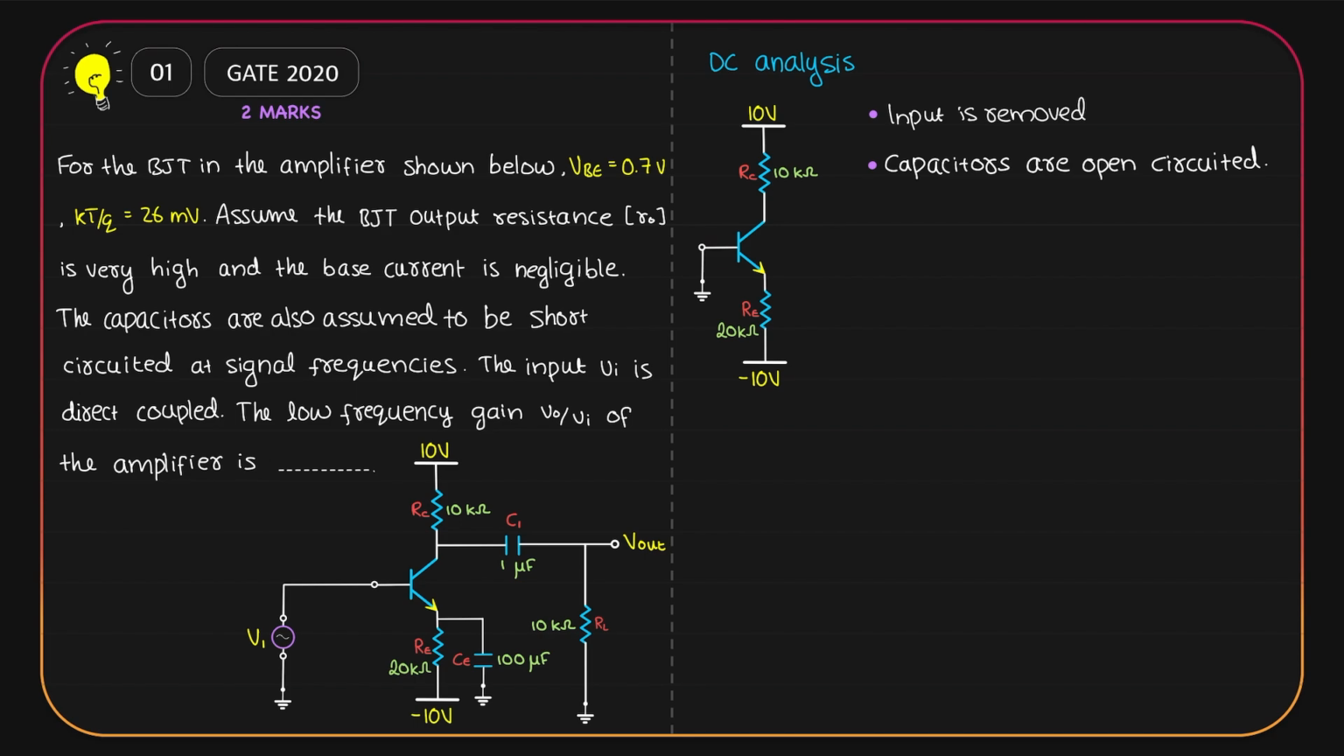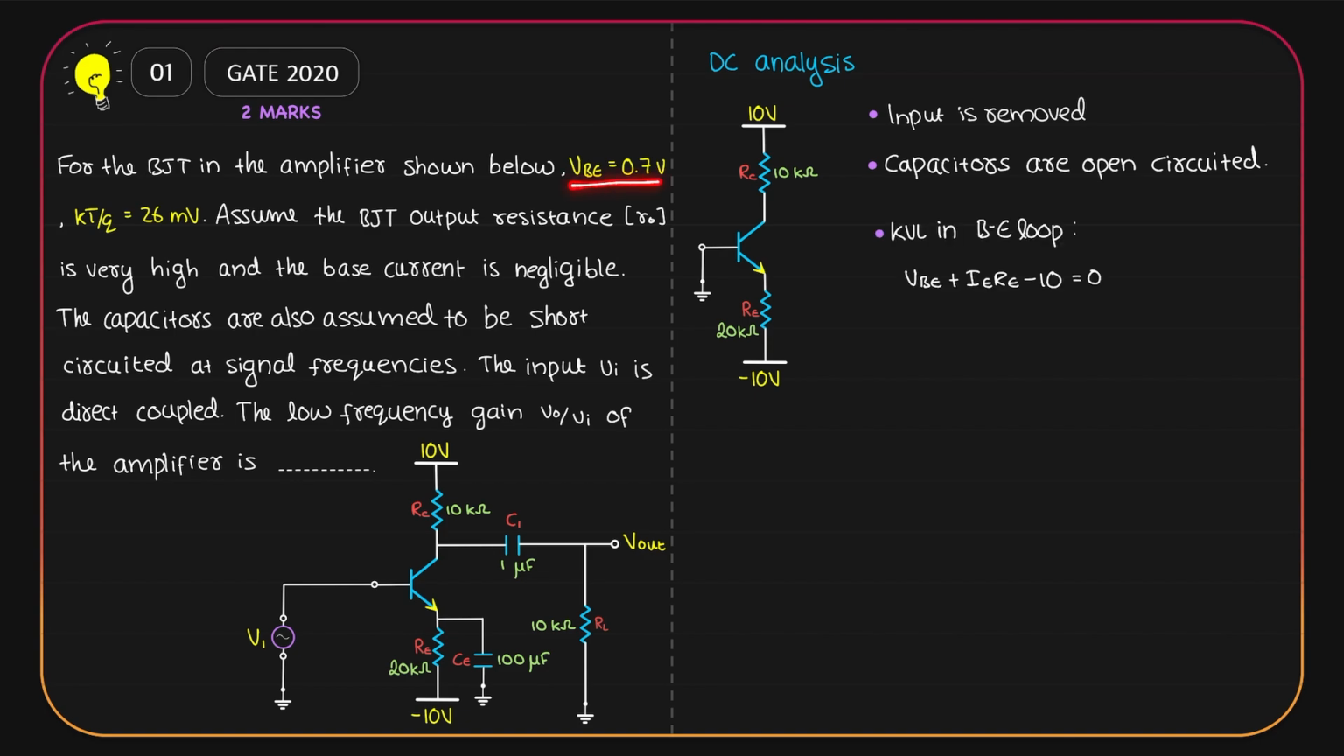Now, VBE is from positive to negative. Current IE is flowing like this. That means potential across RE is from positive to negative. But then what I have over here is minus 10. So I can write VBE plus IE RE minus 10 is equal to 0.